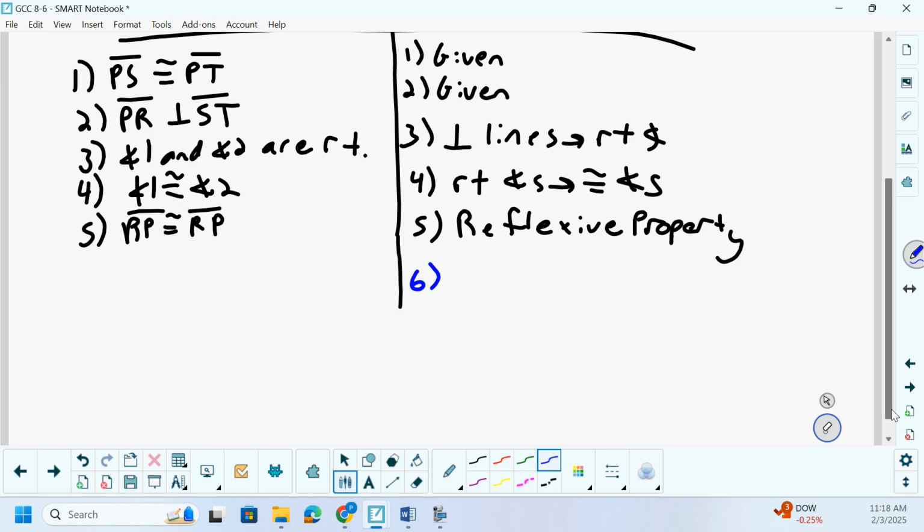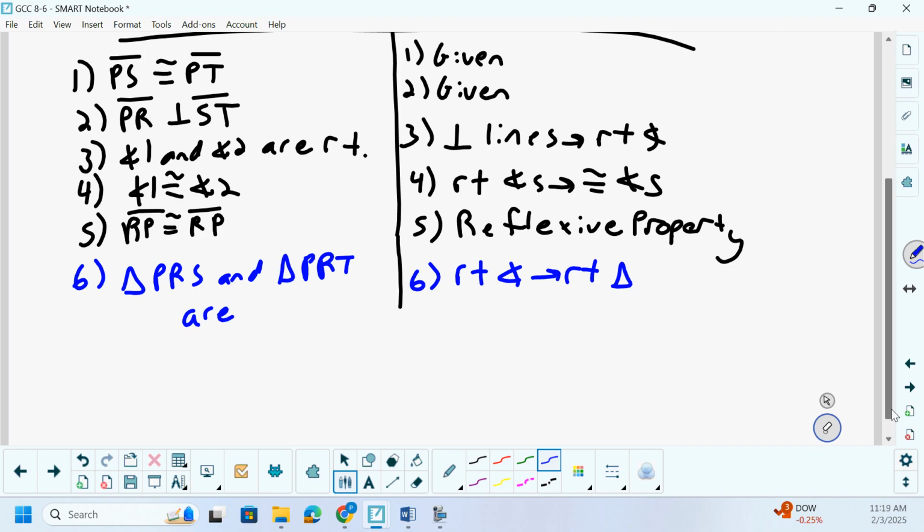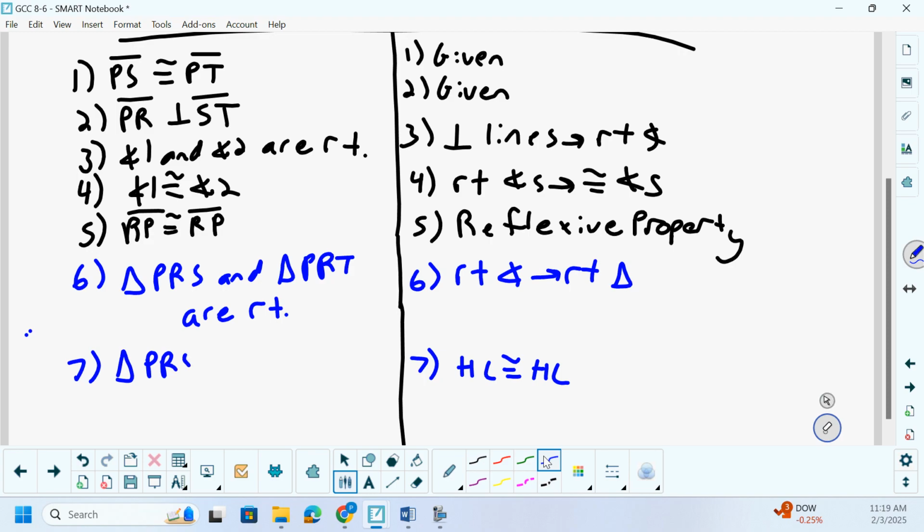All we've got to do to be able to get the triangles congruent is we've got to first do right angle implies right triangle. So we would have triangle PRS and triangle PRT are right. And then we'll finish this off with HL congruent to HL. And we'll have triangle PRS is congruent to triangle PRT.